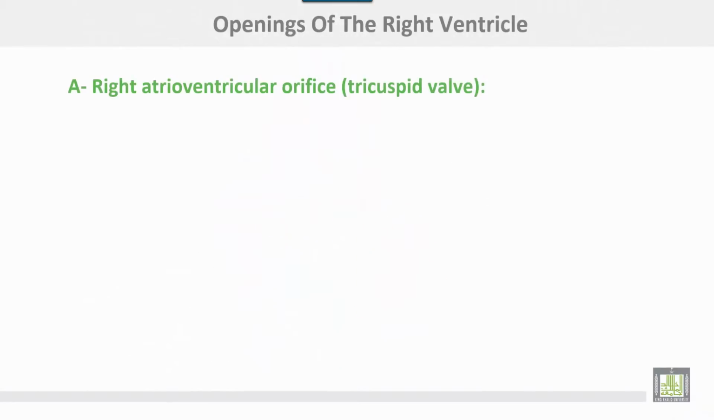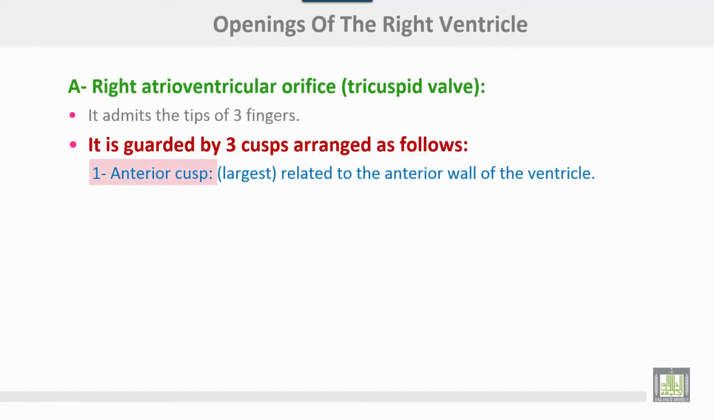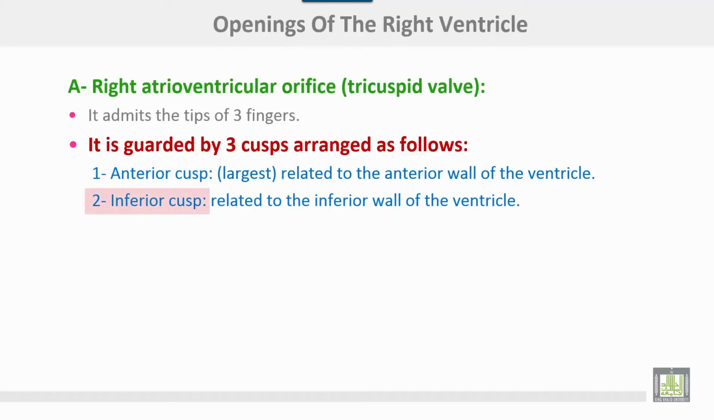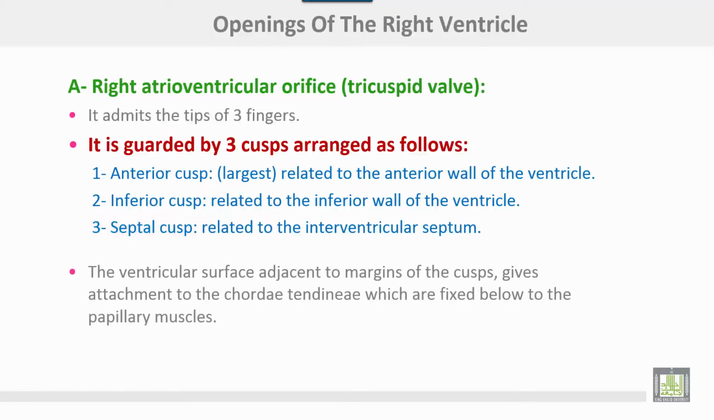Openings of the right ventricle: number one, the tricuspid valve or right atrioventricular orifice, admits the tips of three fingers. It is guarded by three cusps arranged as follows. Number one, the anterior cusp, largest, related to the anterior wall of the ventricle. Number two, the inferior cusp, related to the inferior wall of the ventricle. Number three, the septal cusp, related to the interventricular septum. The ventricular surface adjacent to the margin of the cusp gives attachment to the chordae tendineae, which are fixed below to the papillary muscles.